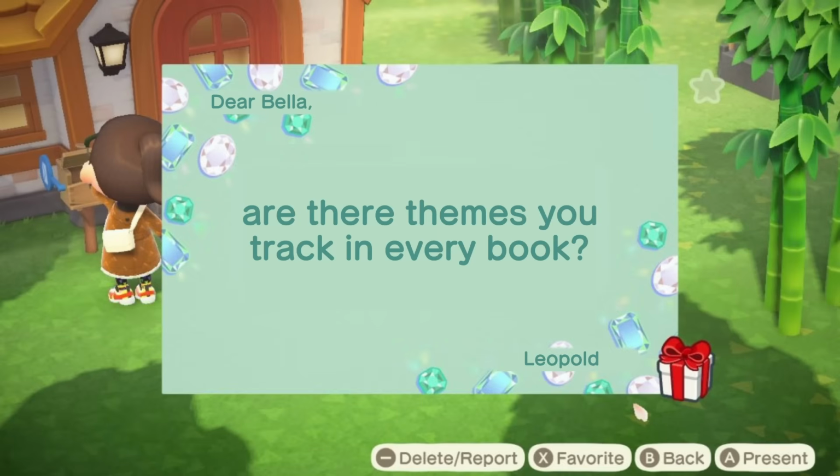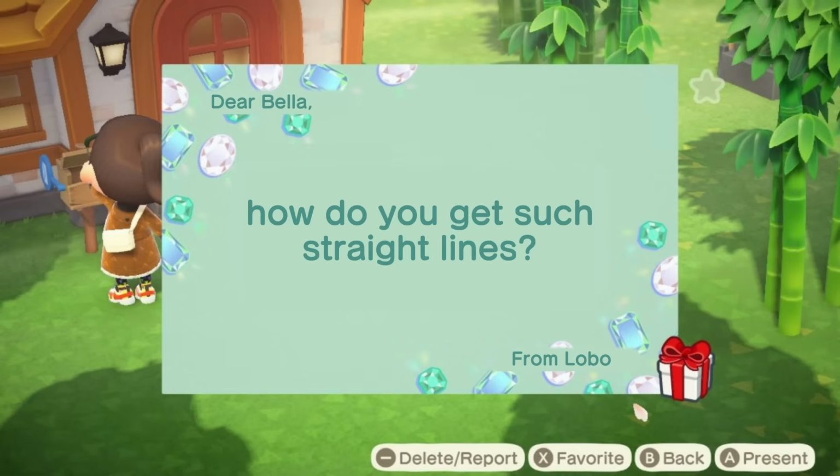Are there themes you track in every book? No. No, I do this, but not for every book. It's more so for very specific books and, you know, it depends on the type of reading experience that you want to have. How do you get such straight lines?